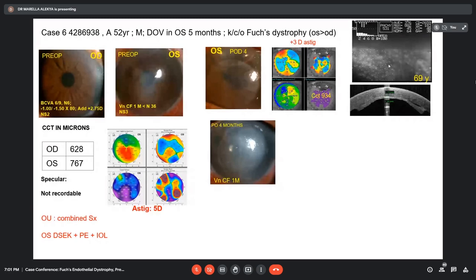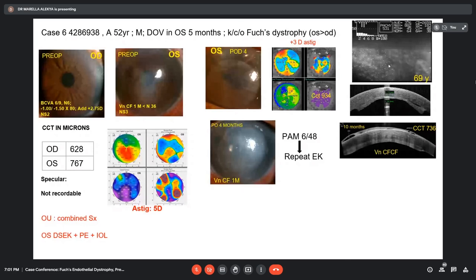On examination, failed DSEK graft is noted. PAM was done and it came as 6/48. Since there is a chance for improvement, repeat surgery was planned. After 10 months, patient came to hospital for surgery, that is post-op 10 months. OCT was done and epithelial bullae are noted. Central corneal thickness is 736 microns and vision is counting fingers close to face. So we have done OS DMEK in this case.